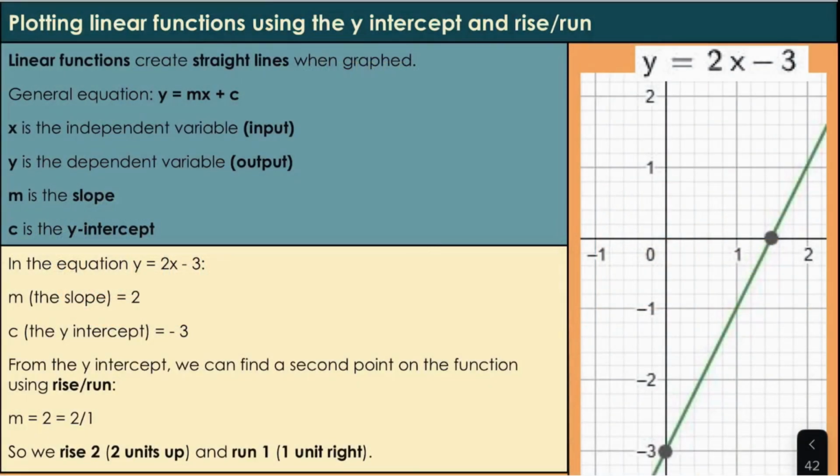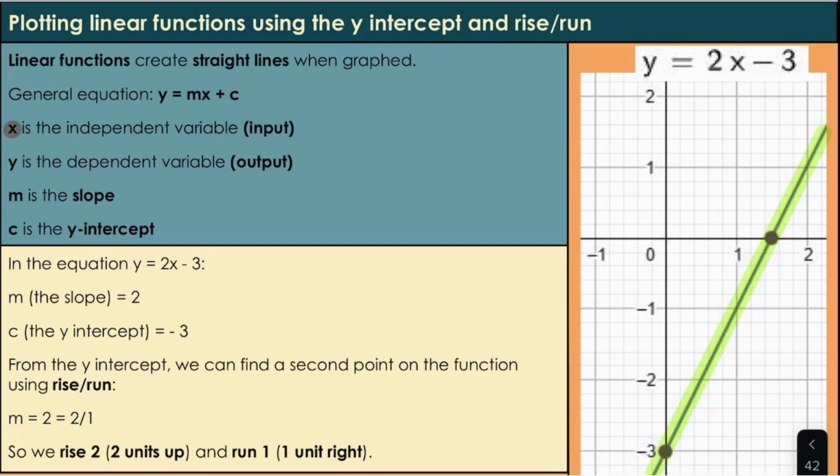Today we learn how to plot linear functions using the y-intercept and rise over run. Linear functions create straight lines when graphed. We can see that on our right-hand side. Our green graph, which is a linear function, is a straight line. The general equation of linear functions is y equals mx plus c.